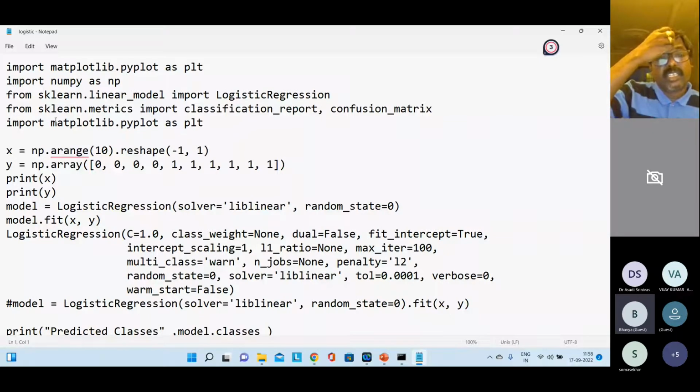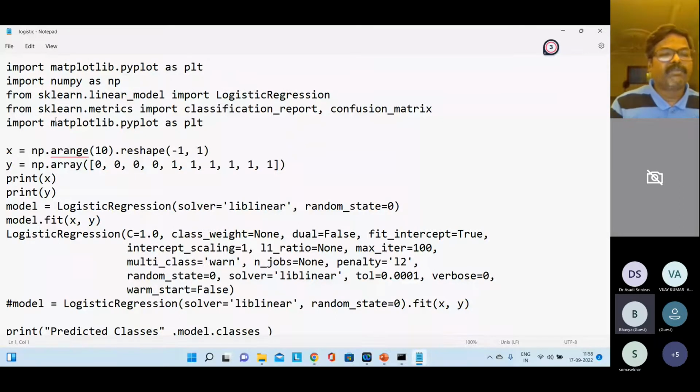So in sklearn, we can generate the classification report and confusion matrix. Then we import matplotlib for generating visualization graphs. I'm taking x value, y value. Then print x, print y. Then I'm directly developing a model. Model is equal to logistic regression, and I'm developing the model with fit x comma y.